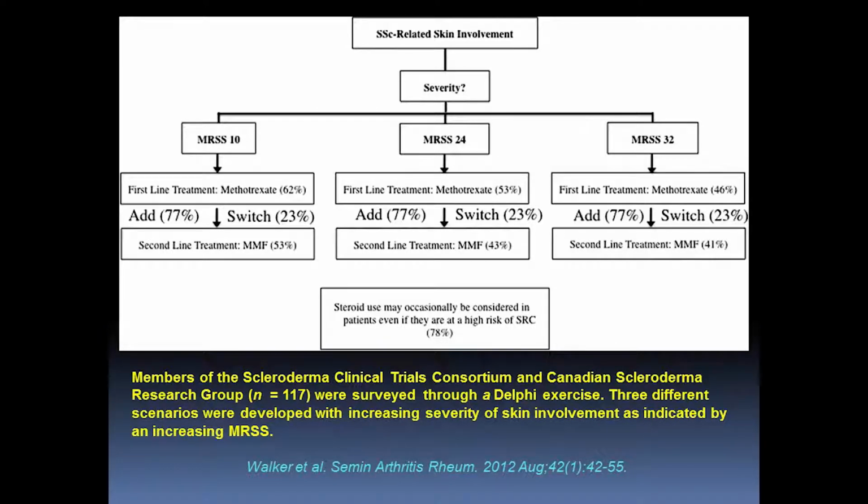Oftentimes, patients present with swollen hands and painful joints, and the primary care provider just has to offer a course of steroids. Next thing you know, they get admitted to the hospital with renal crisis. The RNA polymerase 3 antibody, which is associated with renal crisis, is not in the ENA panel. So the ENA is negative. That means Scl-70 and centromere are negative. So let's try steroids, and some devastating consequences follow.